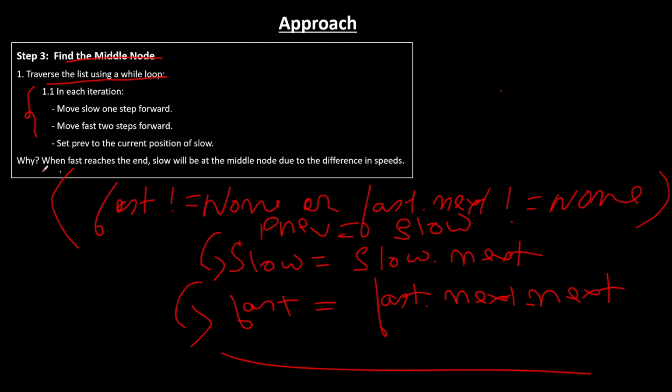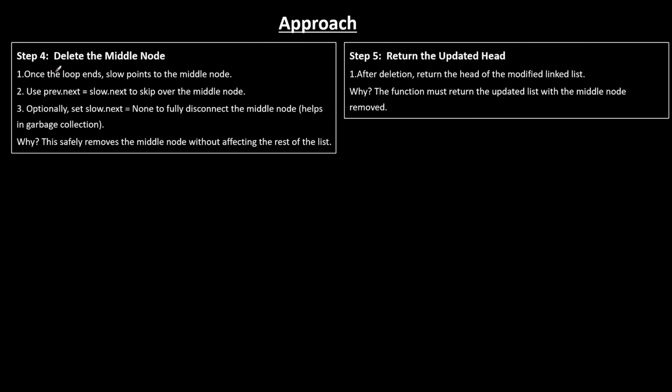And why do we do this? When fast reaches the end, slow will be in the middle, due to the difference in the speed. Fine. Now the step 4 is deleting the middle node. Once the loop ends, slow points to the middle node, right?